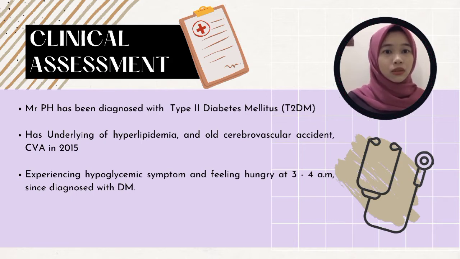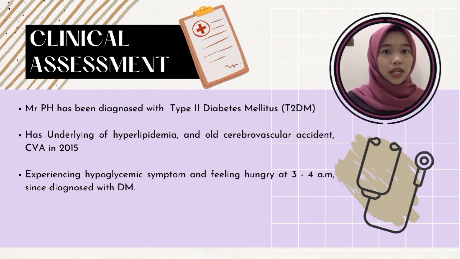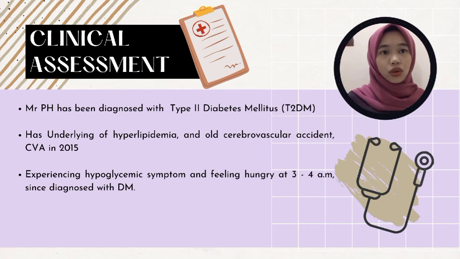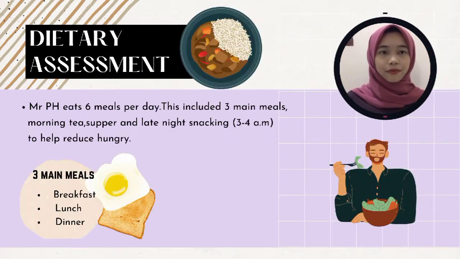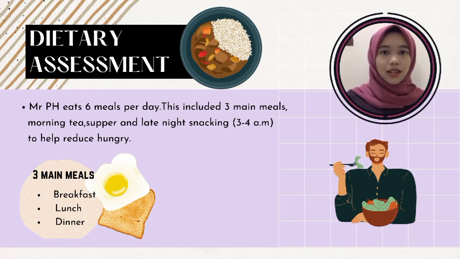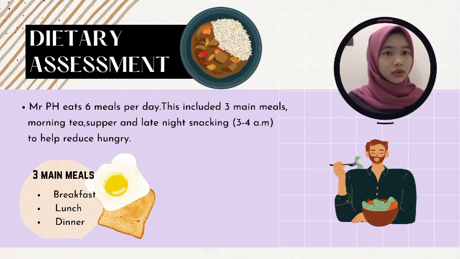Clinical assessment. Mr. PH has been diagnosed with type 2 diabetes mellitus and has underlying hyperlipidemia and a cerebrovascular accident CVA in 2015. He has also been experiencing hypoglycemic symptoms and feeling hungry at 3 to 4 a.m. since being diagnosed with diabetes mellitus. Dietary assessment. Mr. PH eats 6 meals per day. This includes 3 main meals, morning tea, supper, and late night snacking to help reduce hunger.